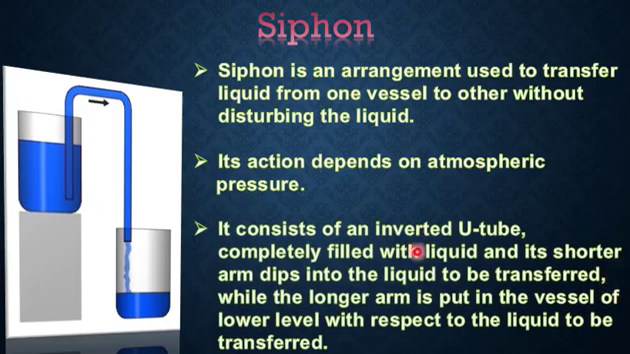It consists of an inverted U-tube. You can see this one. This is the inverted U-tube, completely filled with liquid, and its shorter arm dips into the liquid to be transferred. So this is the shorter arm which is dipped into the liquid to be transferred, while the longer arm is put in the vessel of the lower level. This is the longer arm. This is put in the vessel of the lower level with respect to the liquid to be transferred. Got it? So from where it will be transferred, there the shorter arm will be dipped, and where it will be transferred, there the longer arm will be dipped.